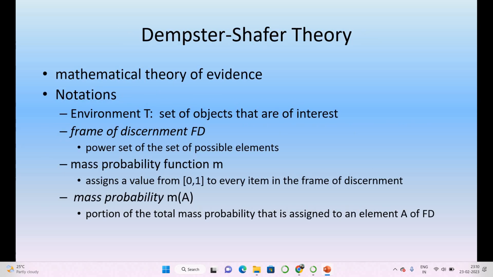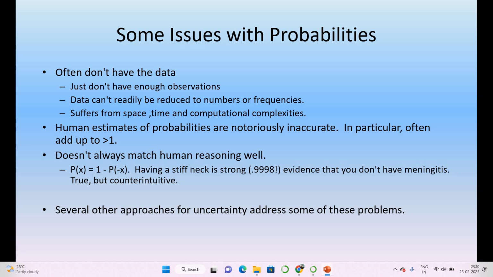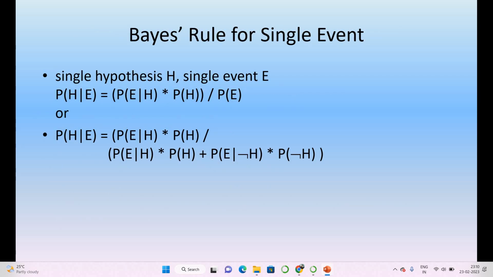In the coming classes we are going to discuss the Dempster-Shafer theory. So this is about statistical reasoning, and about the Bayesian rule for a single event.